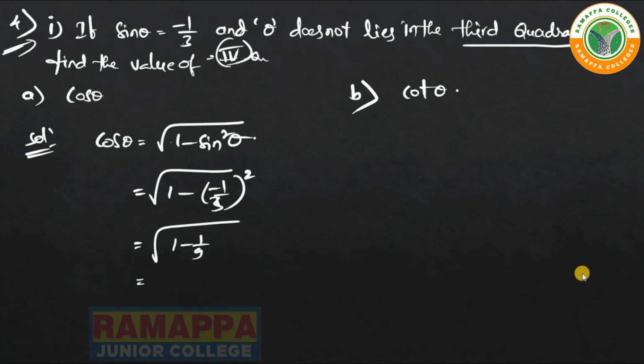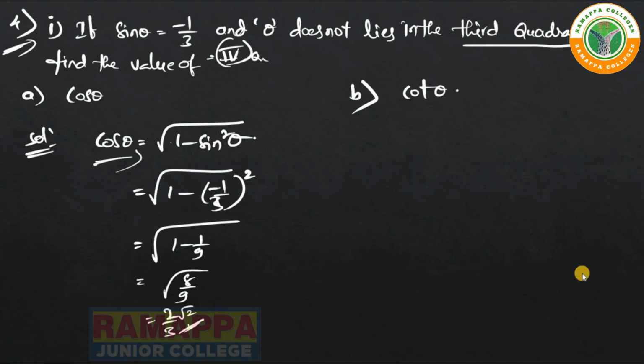It becomes the square root of 8 by 9. The 1 by 3 will come outside, and 8 is 4 times 2, so the 2 also will come out. 2 root 2 divided by 3 is the answer, so this is the cos theta value.